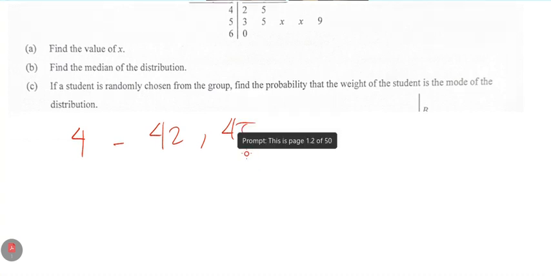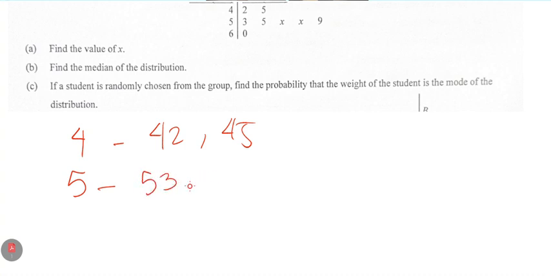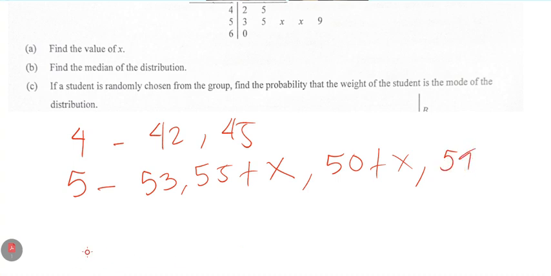Now for the 5, here we have 53, 50, 55, 55 plus x. On the other one, we have 50 plus x, and that would be 59. Now, the last one for the 6, that's equal to 69.